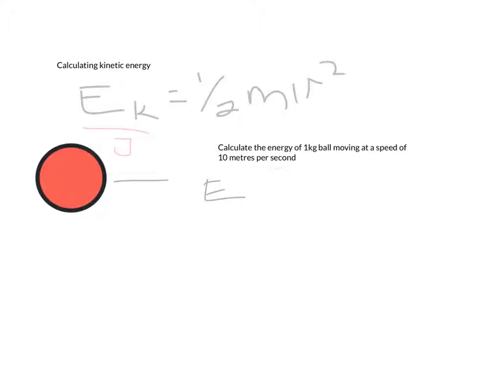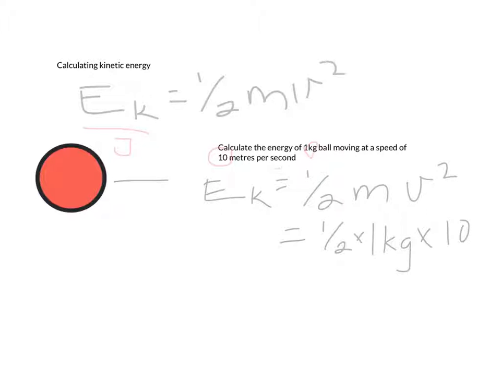So EK, kinetic energy, equals half times mass times velocity squared. So the mass is 1 kg, the velocity is 10 meters per second. So EK equals half times 1 kg times 10 squared.